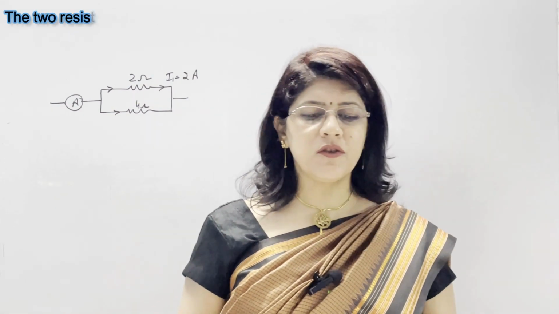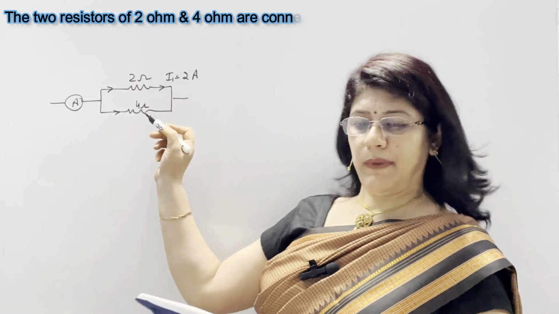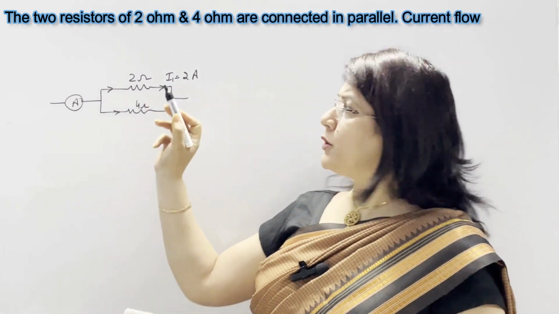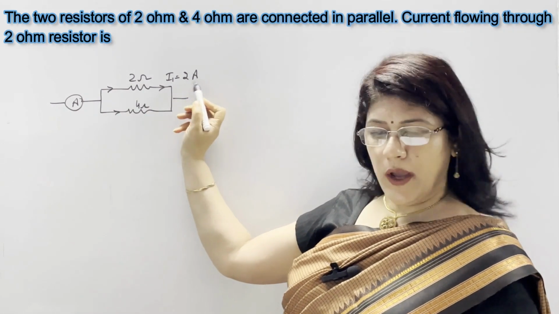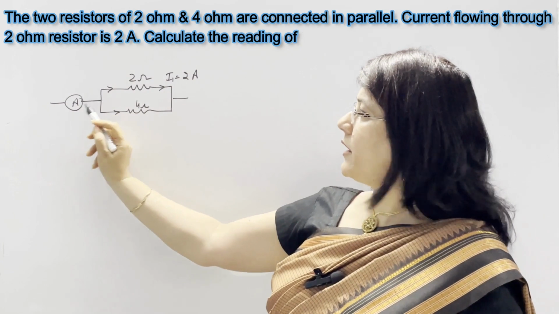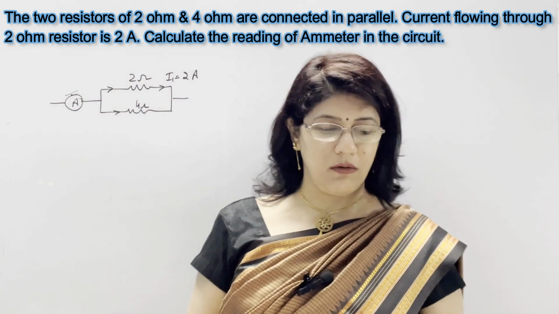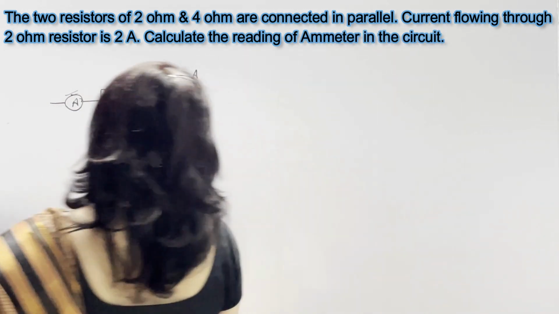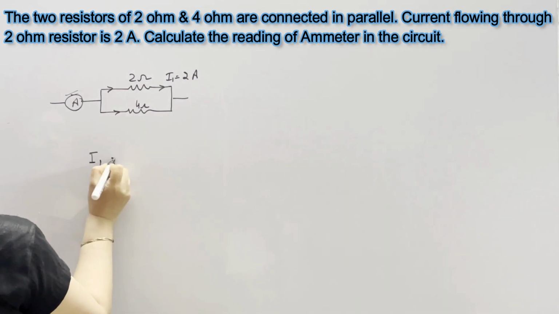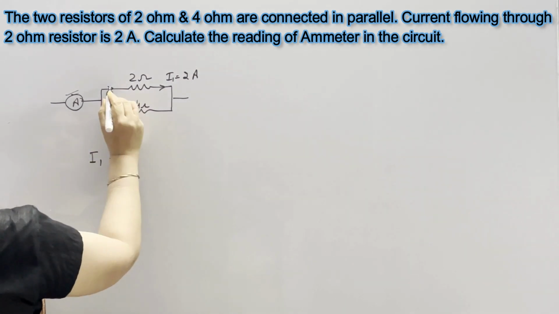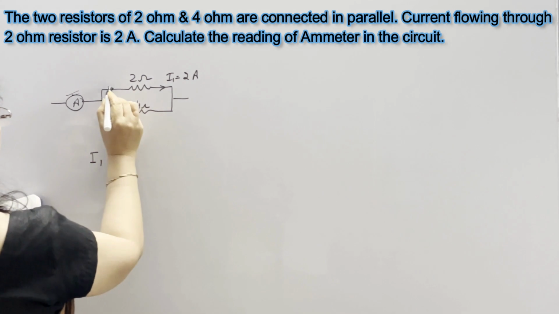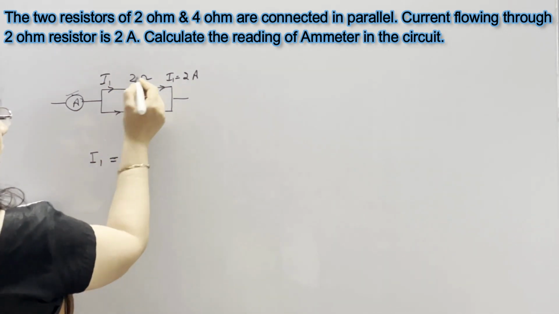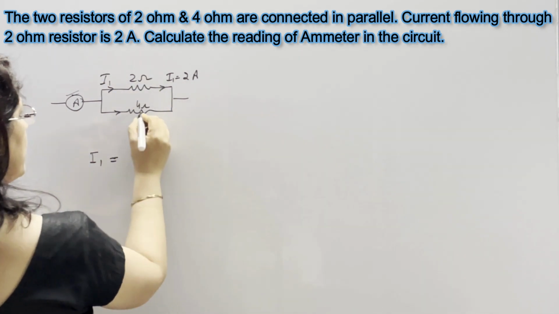Now one question from the MCQ point of view, or you can say a two marker question. The two resistors 2 ohm and 4 ohm are connected in parallel. The current flowing through the 2 ohm resistor is 2 ampere. Now we need to calculate the reading of this ammeter. We know the formula: current through branch 1, I1. It means this current is I1. So I1, the opposite resistance is 4 ohm.